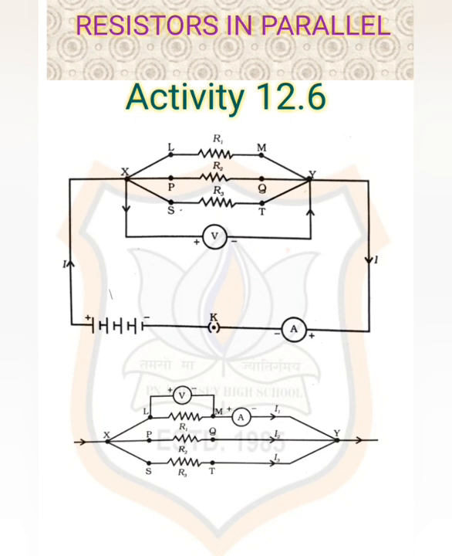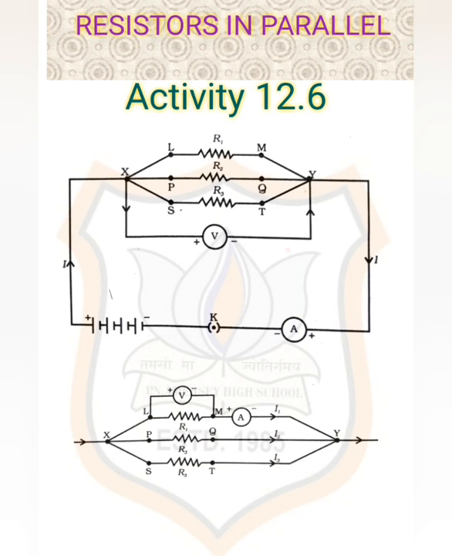Now connect a voltmeter across the resistor with resistance R1 and note the voltmeter reading V1. Similarly, connect a voltmeter across the resistors with resistances R2 and R3 respectively and note down the corresponding voltmeter readings V2 and V3. Now take out the plug from the key, remove the ammeter and voltmeter from the circuit. Now insert the ammeter in series with the resistor with resistances R1 as shown in the second figure. Now note the ammeter reading I1.